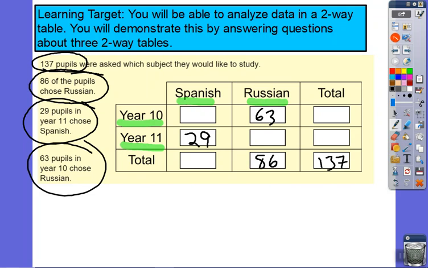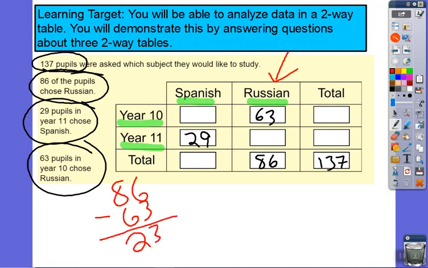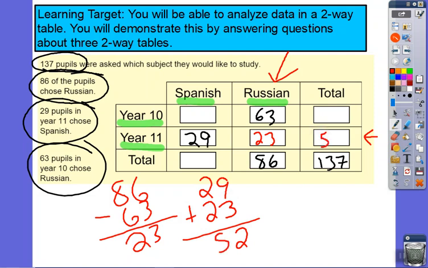Okay, there are only two spots we can start here. The first spot that comes to mind is the Russian. I know that there are 86 total students, and I know that 63 of them are year 10. So if I subtract, that is going to show me how many were year 11. Now, I always like to add more than subtract, so I'm going to go across here for year 11 next, because I see that there are 29 year 11 that like Spanish. There are 23 that asked for Russian. So if I add those together, I am going to get our total of 52.